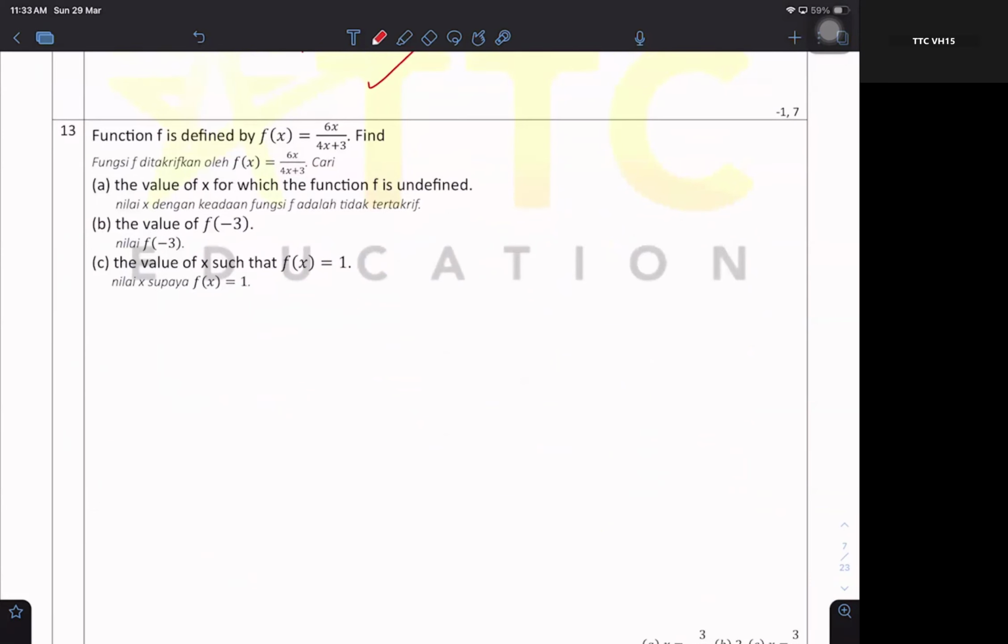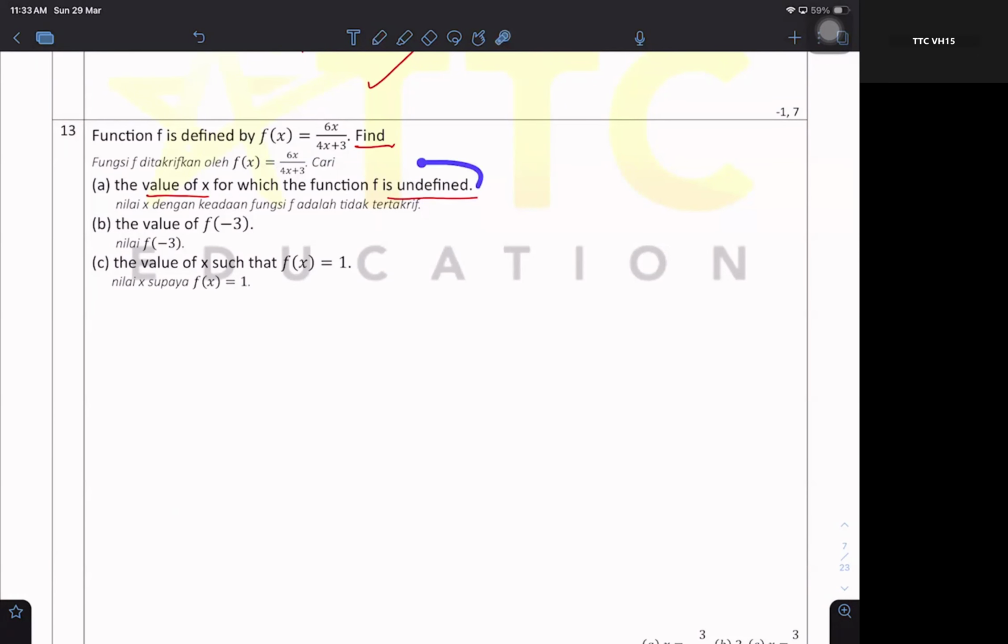Okay, continue. Function fx. Find the value of x for which the function is undefined.